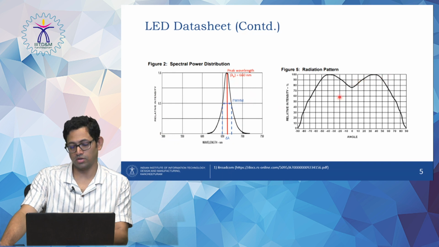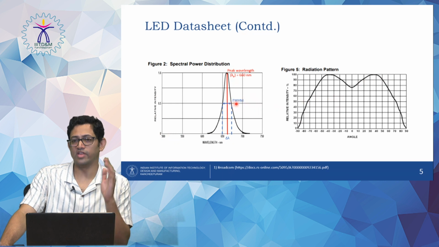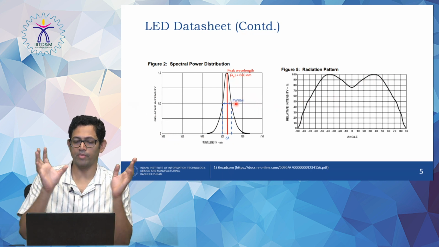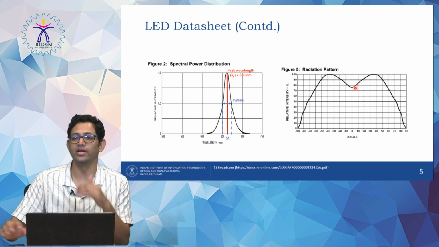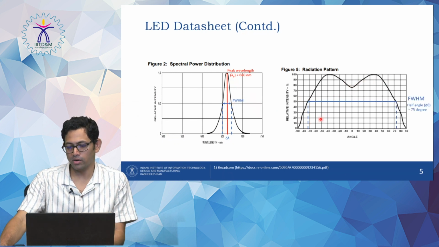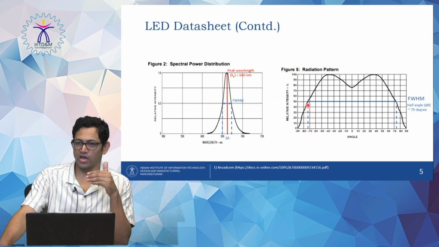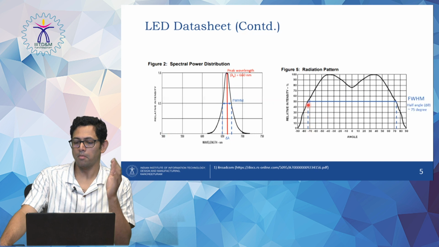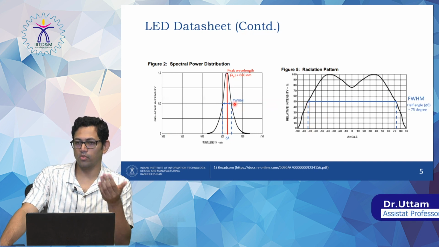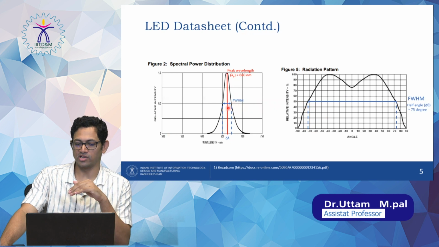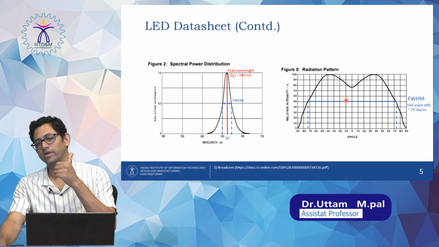So this is the one that I was discussing earlier. That is the full width half maximum for the bandwidth, not the viewing angle. The viewing angle is defined by the radiation pattern. So what you see over here is that it is starting. Again over here we have the full width half maximum, but it is related to the radiation pattern. Earlier we talked about FWHM, that is full width half maximum, with respect to the spectral distribution. Now we talk about it with respect to the radiation pattern.